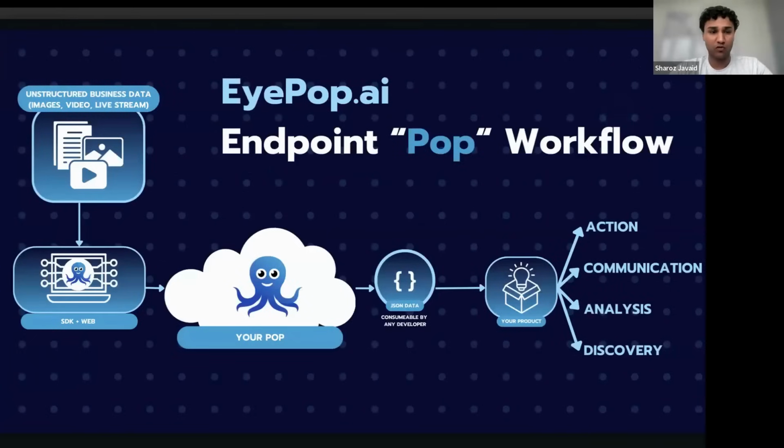So the EyePop workflow sort of looks like this. You'll come in with your business data, and that'll be images, videos, live stream, and you'll upload that either to our SDK or our web app. And from there, you'll be outputted a POP, and this POP is essentially your computer vision solution. So you can then have your computer vision model running, and you will be outputted this rich JSON data. And with this rich JSON data, you can do tons of things. You can use it to power your product and get your desired business outcomes.